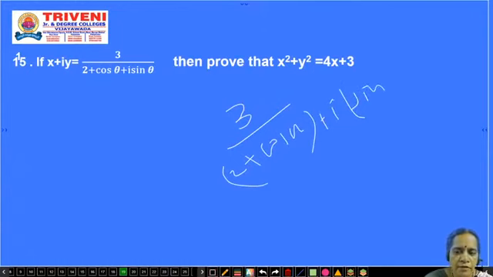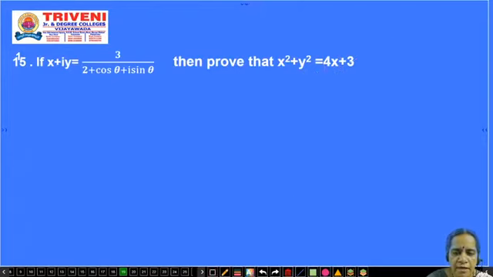What we have to take here? Rationalize the denominator. Then in the numerator part, what do we get here? 2 plus cos theta minus i sin theta. Then we have to take the value of the real part as x and the value of the imaginary part as y. Then we can get the LHS as some value, and substitute the value of x in the RHS. Then the two values are equal. Okay, and then we are going to the next problem.